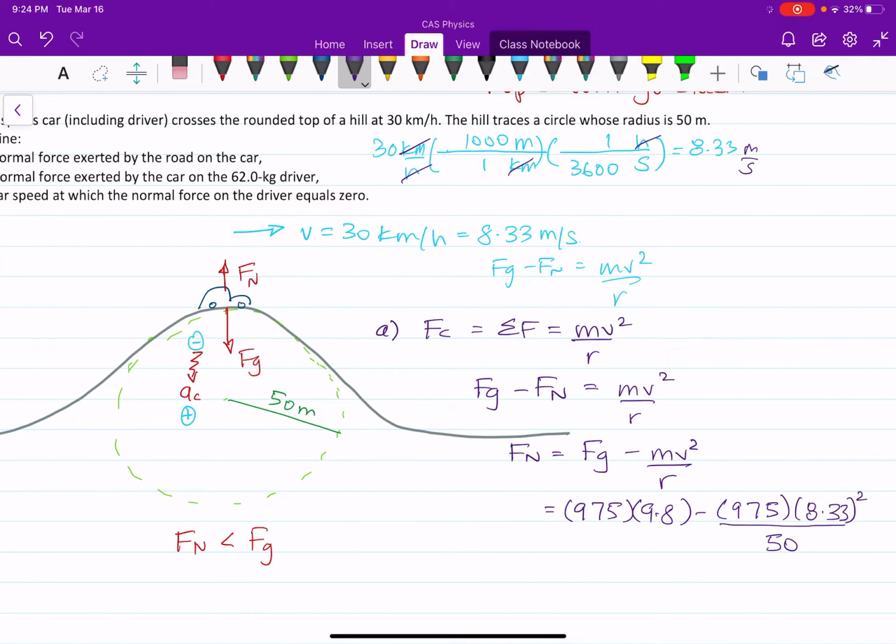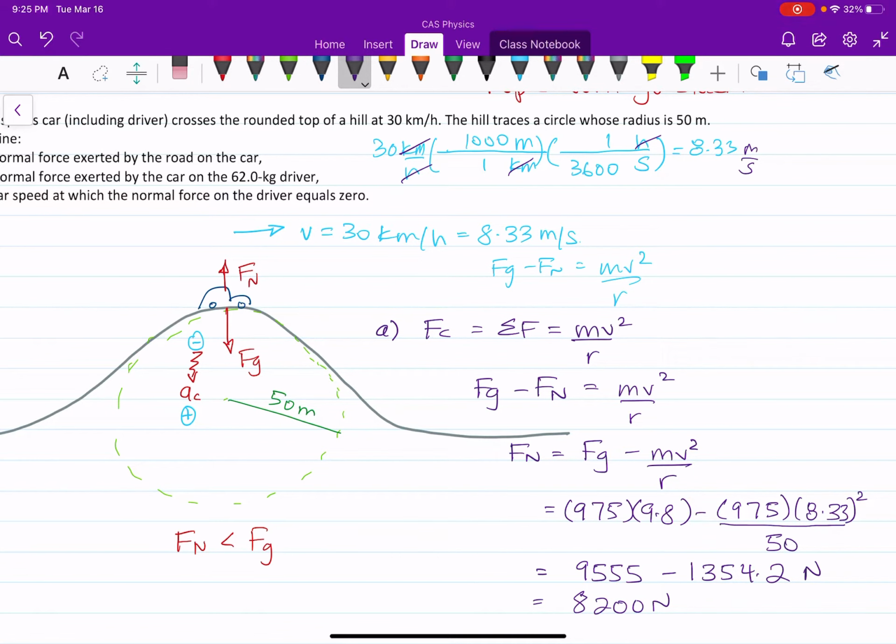975 times 9.8 is 9,555, minus that second term, 8.33 squared times 975 divided by 50, which is 1,354.2 newtons. Subtracting that, we get 8,200 newtons.